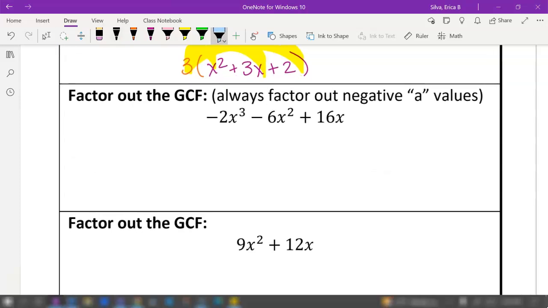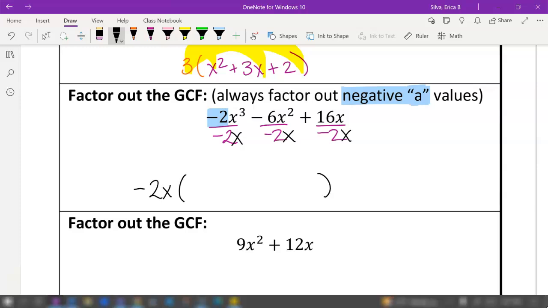There's a nice little hint here where if your a or the first number is negative, we want to factor out that negative. So if we look at these 3, we're going to do negative because that first number is negative. And the GCF between 2, 6, and 16 is 2. So we've got negative 2. But if you notice, each one also has an x. So we're going to divide an x from each term as well, which means my greatest common factor is actually negative 2x.